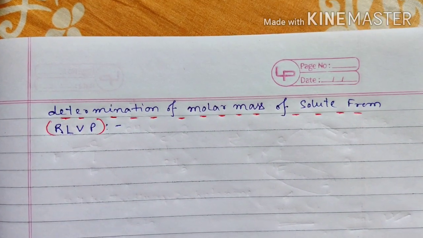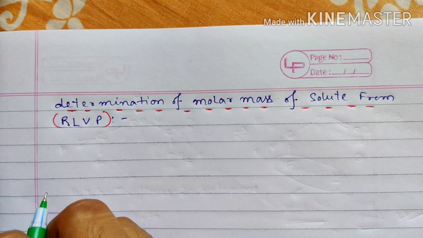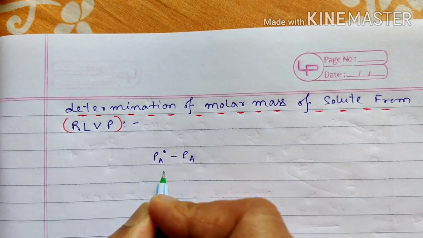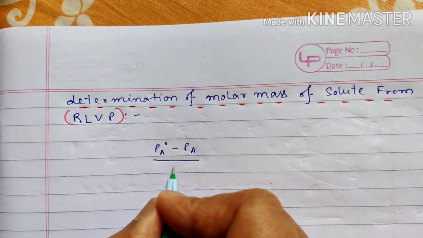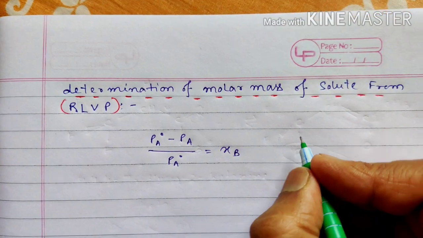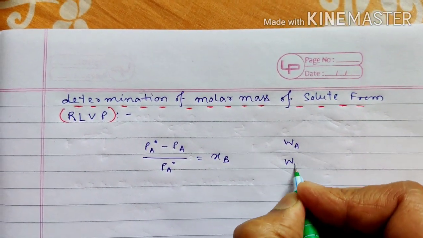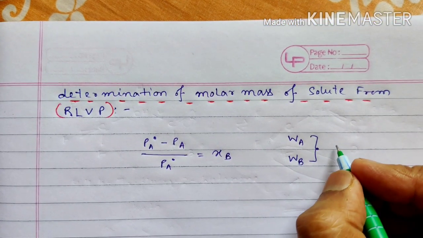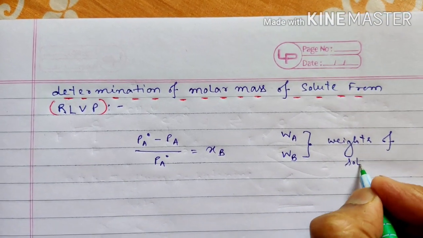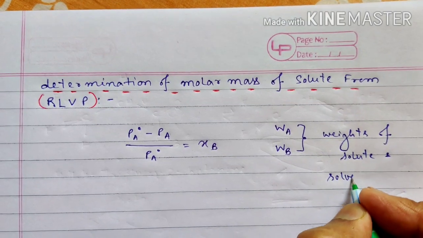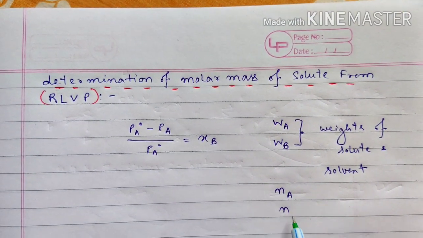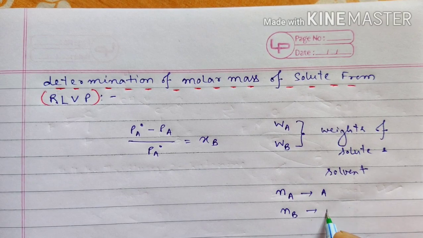In the next topic, we are going to learn about the determination of the molar mass of solute from the relative lowering of vapor pressure. So let us rewrite the equation coming from the relative lowering of vapor pressure, that is PA naught minus P divided by PA naught is equal to XB. Now, if we consider that WA and WB are the corresponding weights of the solvent and solute respectively, and the number of moles for A it is NA and for B it is NB.